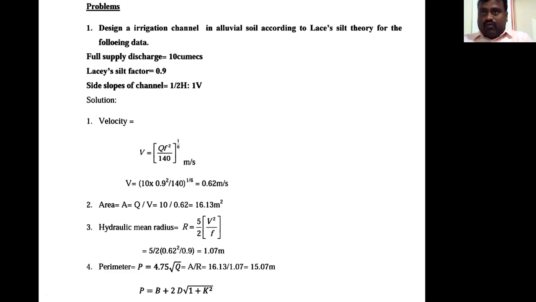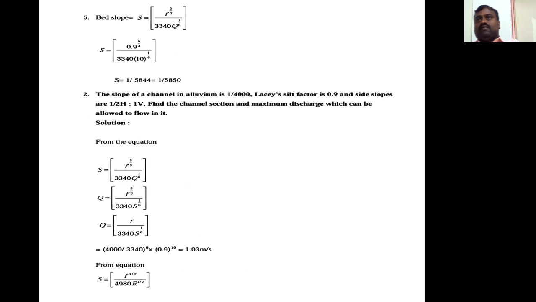Now using the perimeter expression, the P value is calculated, which is equal to 4.75 root of Q. Substituting the Q value, P results equal to 15.07 meter. And again, you can use the general expression used to calculate the perimeter of a trapezoidal channel section. You can calculate the perimeter again; it results the same anyhow. Now in the fifth step, the expression of bed slope is used to calculate the bed slope S value.